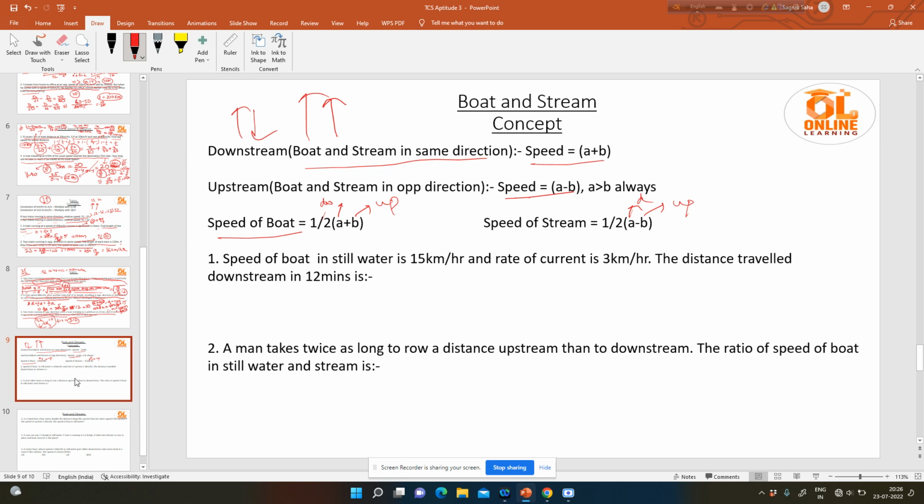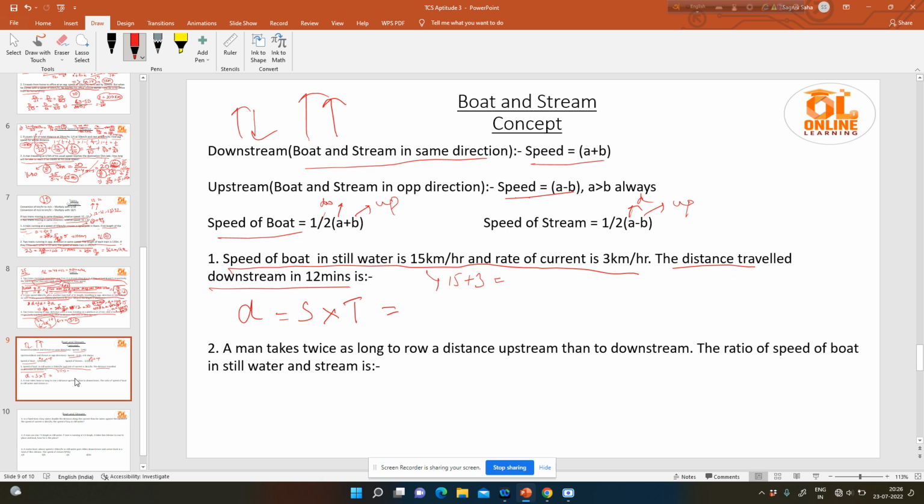Let us move to solving the question. Okay, it is given speed of boat in still water is 15 kilometer per hour and rate of current is 3 kilometer per hour. So the distance traveled downstream in 12 minutes is. So we have to find the distance traveled. We know distance is equal to speed into time. So in downstream, speed of boat and speed of stream would be added. So it would be 15 plus 3, 18 kilometer per hour.